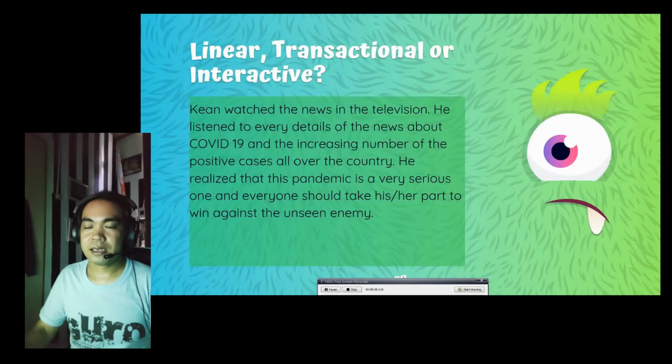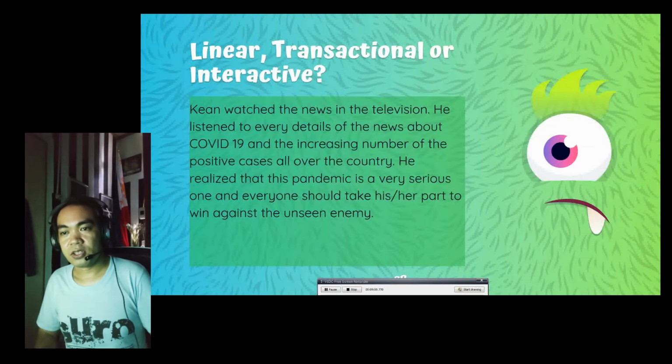And lastly, Ian watched the news in the television. He listened to every detail of the news about COVID-19 and the increasing number of the positive cases all over the country. He realized that this pandemic is a very serious one and everyone should take his or her part to win against the unseen enemy.